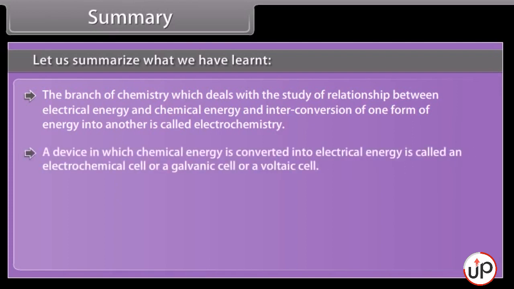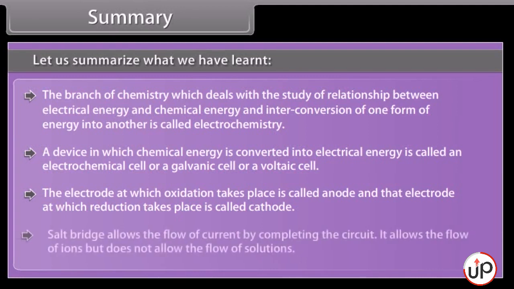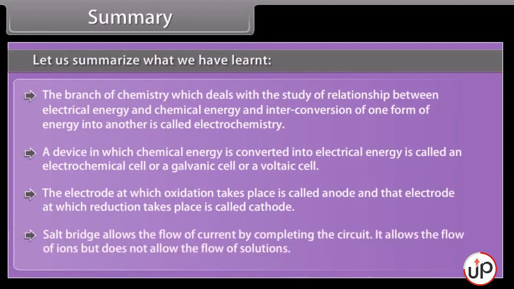A device in which chemical energy is converted into electrical energy is called an electrochemical cell or a galvanic cell or a voltaic cell. The electrode at which oxidation takes place is called the anode, and the electrode at which reduction takes place is called the cathode. Salt bridge allows the flow of current by completing the circuit. It allows the flow of ions but does not allow the flow of solutions.